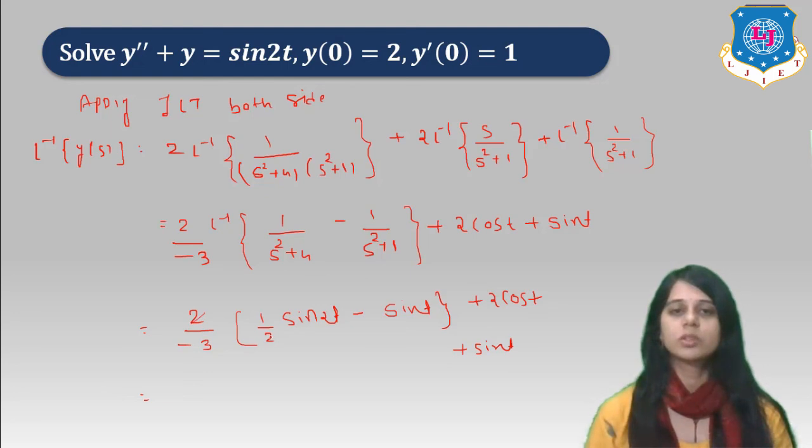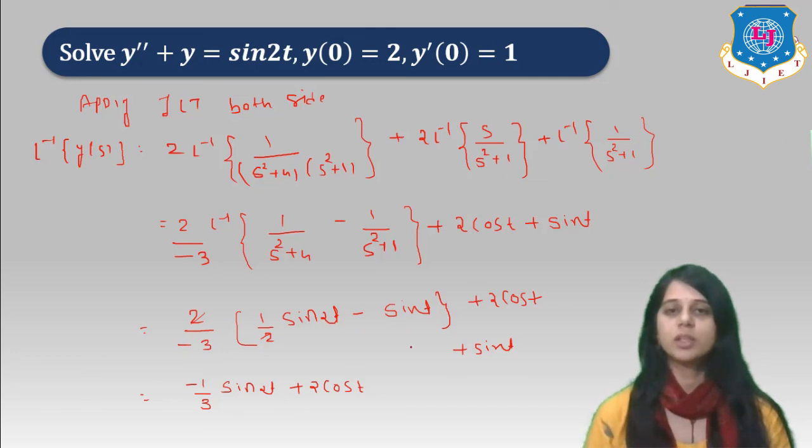Now 2 is cut, so it is minus 1 by 3 sin 2t plus 2 cos t, and sin t terms: 2 by 3 plus 1. So it is 5 by 3 sin t. This is your last answer of this example.